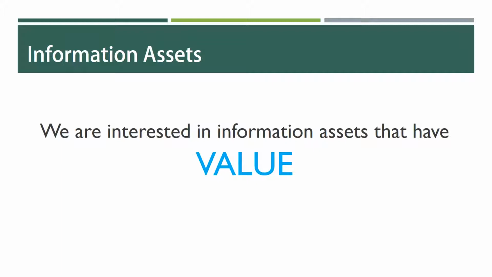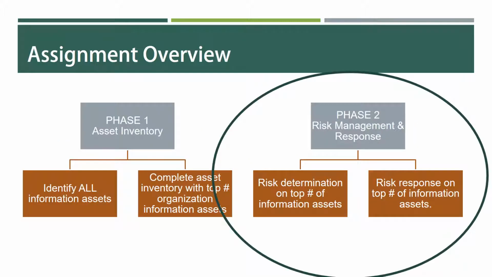Some information may not be protected or tracked, or it may have little value. That's not what is needed for the information assets. You have to determine what assets have value. That's part of the takeaway from this assignment. We looked at an overview of Phase 1. Now let's move to Phase 2, risk management and response.